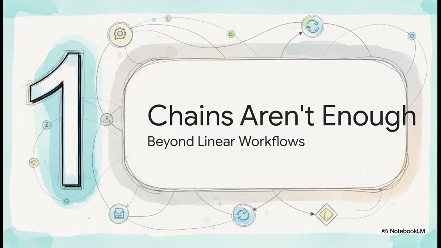If you've ever been building with something like LangChain and hit a wall because of its linear, straight-line nature, yeah, you're definitely not alone. It begs the question, right? How do we move beyond these simple workflows to build something truly intelligent?